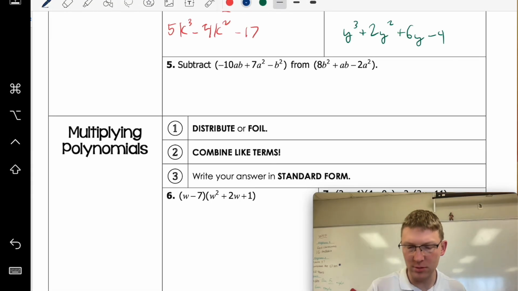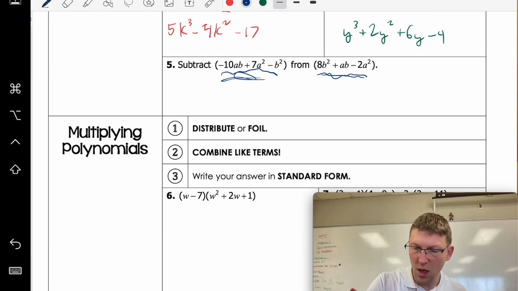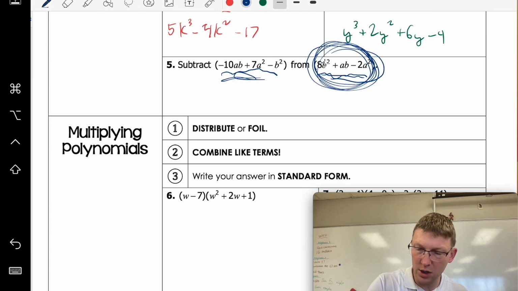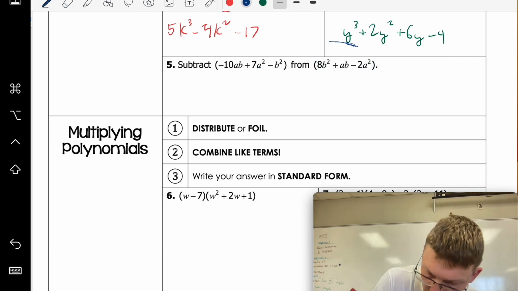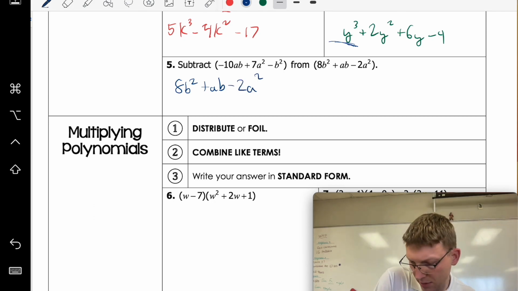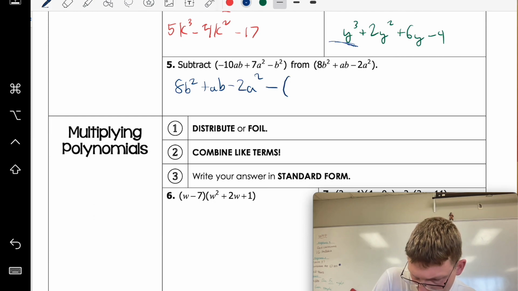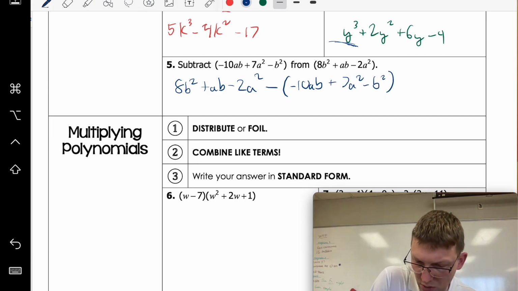And a little bit of word problem, not much, but anytime it says subtract this from that, the thing after "from" goes first, because you're taking this thing away from this guy. So if we were to set this up and write it out, we're going to have 8b squared plus ab minus 2a squared. I don't care about those parentheses, but we're subtracting, and I definitely care about these parentheses because that negative sign is going to get distributed, and I want to make sure that I don't forget about it.